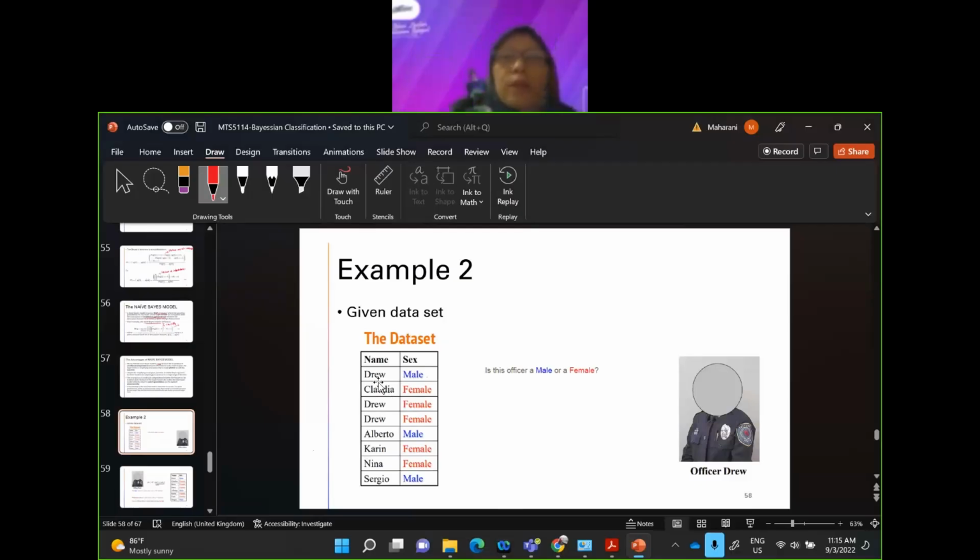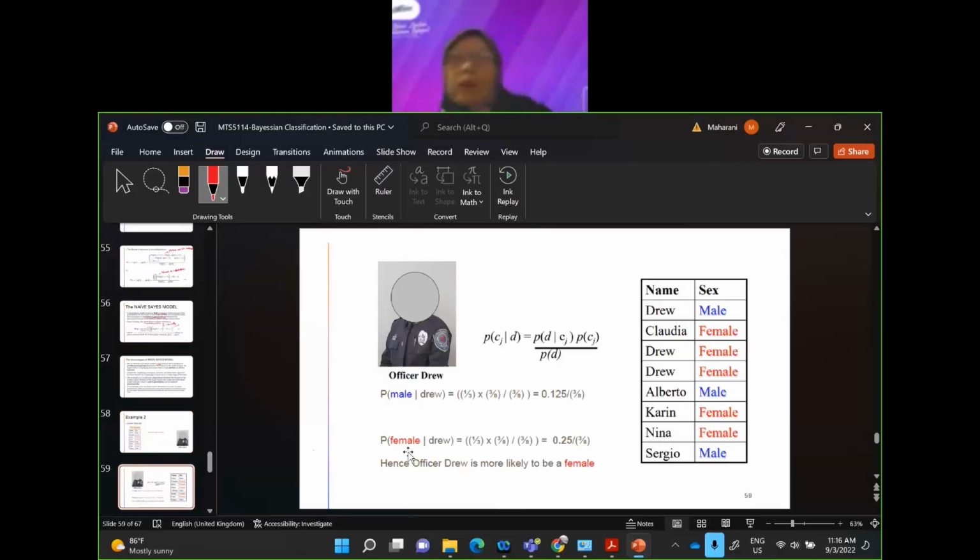So if the name is Drew, it's male. Claudia, female. Drew again, female. Drew, female, and so on. So how many do we have? Drew, Sri, Nina. Okay, just that. Now how to predict that? We use the Bayes theorem. Particularly, we have to compute all of the features and then find the maximum one.